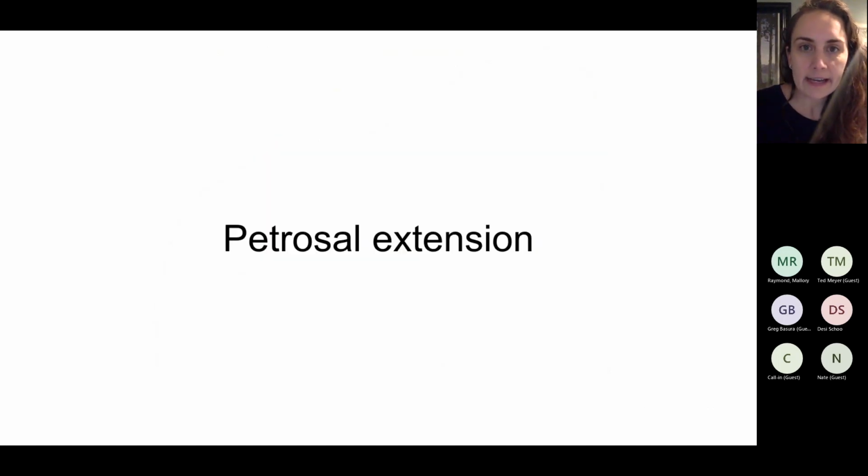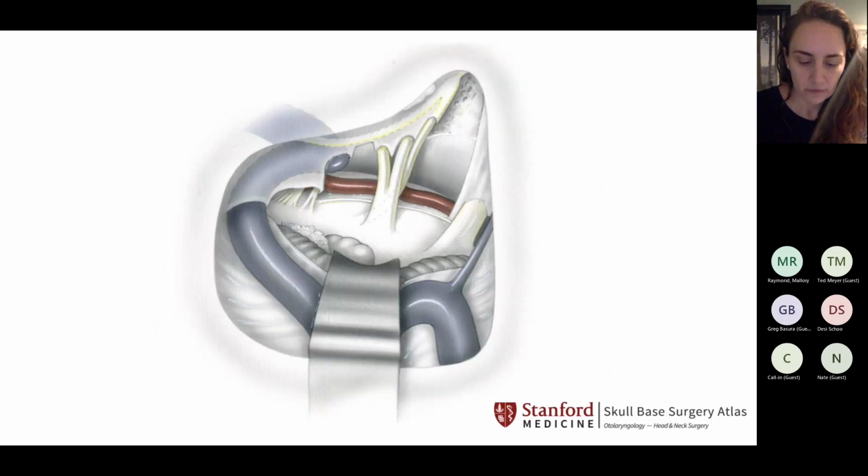So adding to that the petrosal extension. So here we see trigeminal. I think this picture is nice because it shows just how close those vascular structures really are, kind of running just underneath where we're working, basilar artery on top of the brainstem, 6th nerve here.